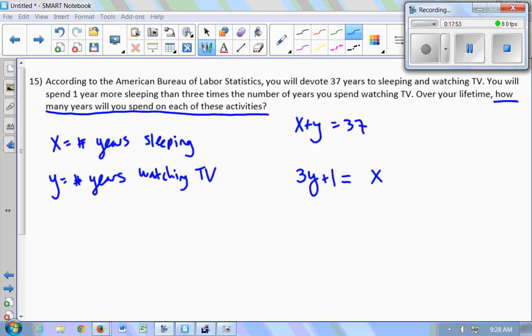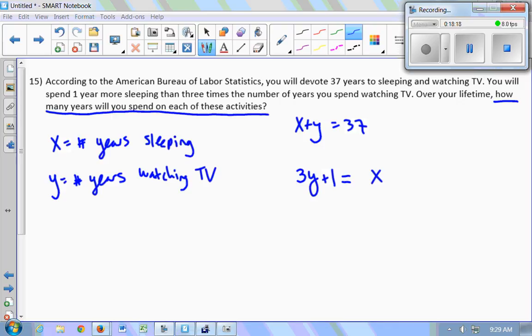Right, because right now, if I don't have the 1 there, right? Oh, you can't see that I'm covering it. If I don't have the 1 there, then right now the number of years sleeping is 1 too big because you spend 1 more than 3 times the number of years watching TV. So you got to add 1 to TV watching to make it equal. So I think that's right. I think we had it right the first time.